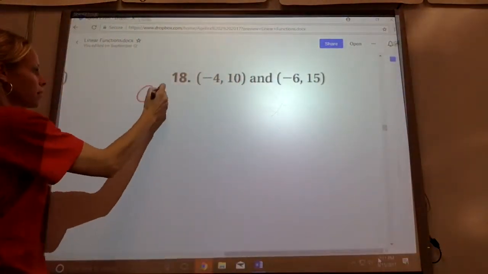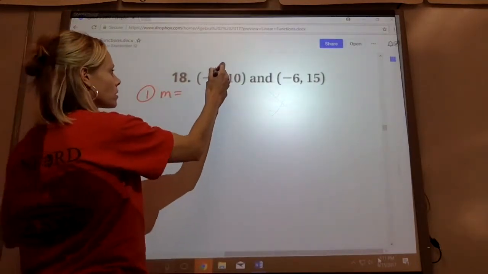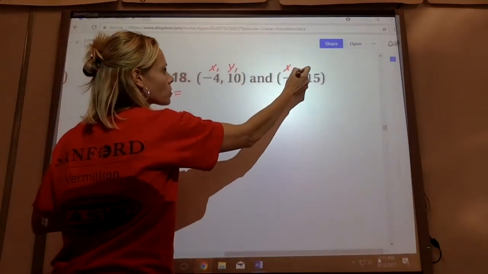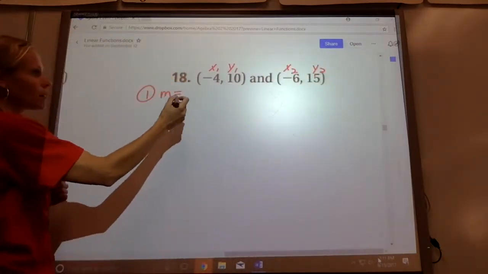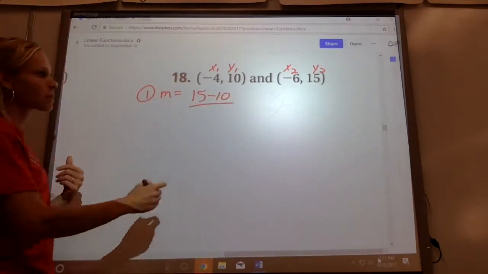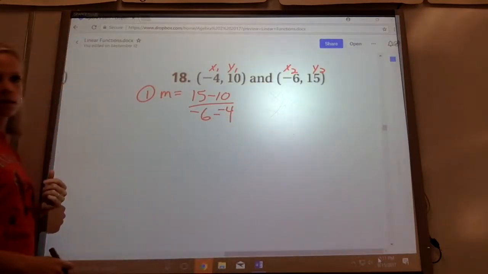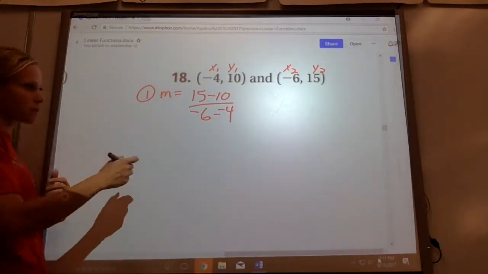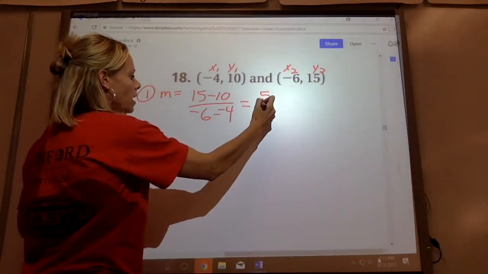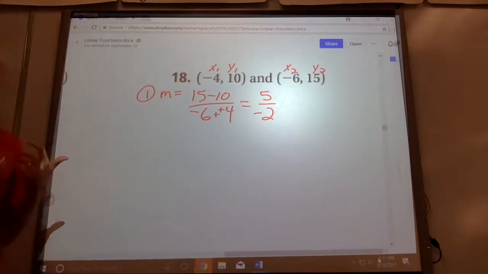So step 1 again, we're going to calculate m. We need that slope. So here's x1, y1, x2, y2. So calculate 15 minus 10, y2 minus y1, over x2 minus x1, double negative again, -6 minus a -4, which would be 5 over, add opposite, -2. So we got -5 halves. Use a calculator, right? If negatives give you trouble, that's fine.